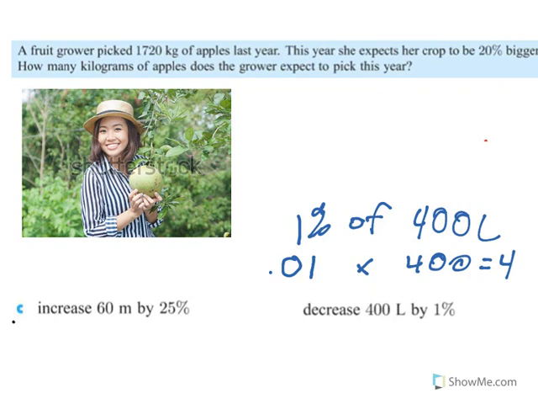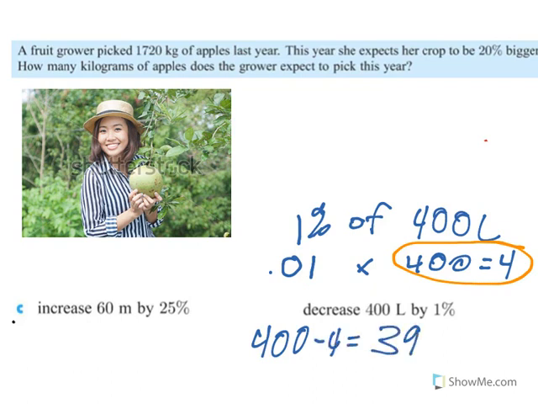So to decrease 400 liters by 1%, we would now need to take 1% of 400, which is 4, and subtract it. So we take 400, we subtract 4, and our answer will be 396. Here's our answer. 396 is 400 decreased by 1%.